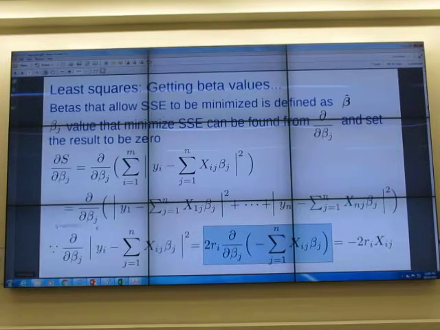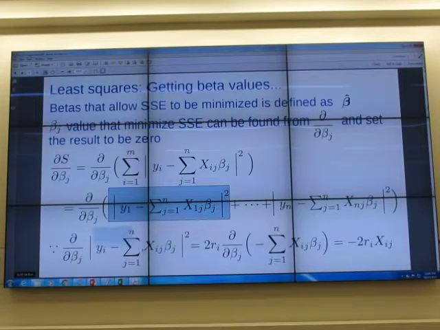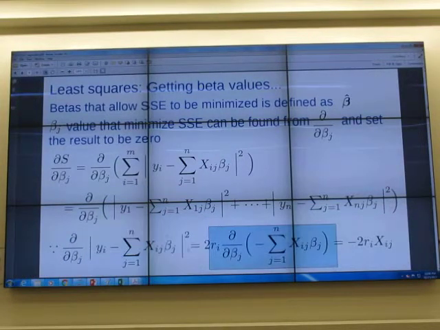Since there is no connection, d by d beta j of just one of those terms equals this. How do I do that? I take the 2 over here, so that's how I get that 2. What about d by d beta j of yi? Is that 0? Yes, it is.